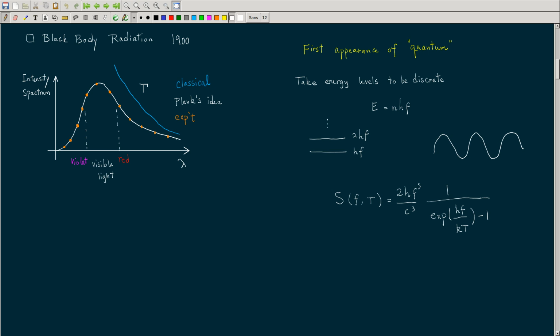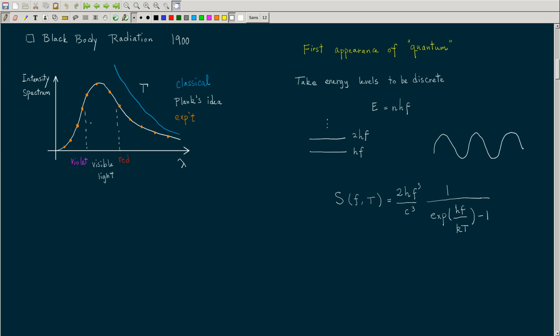People couldn't quite understand why the curve goes to zero when the wavelengths become smaller and smaller, or when you go toward ultraviolet. Classically, if you try to calculate this curve, you will find this blue curve that goes up all the way, and sometimes it's referred to as the ultraviolet catastrophe.